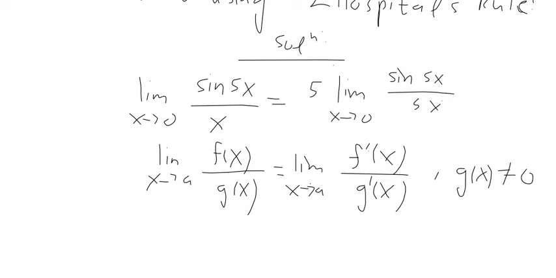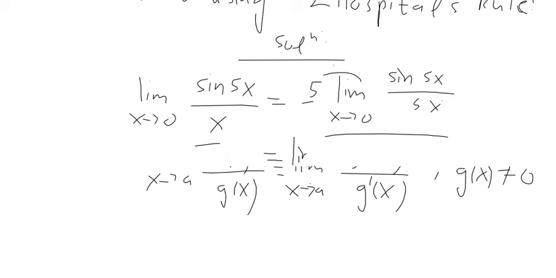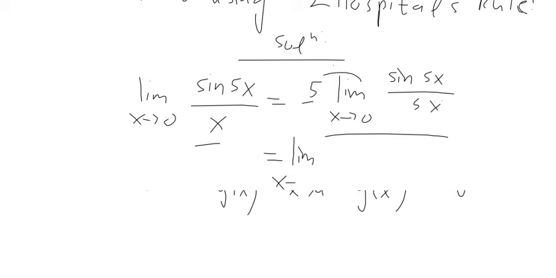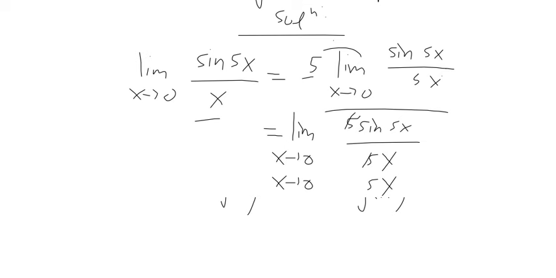Now, why is this the same expression as this? Well, if we look at this carefully, the 5 is a constant in the limit. I can bring it in. This is equivalent to saying the limit as x goes to 0 of 5 sine 5x all over 5x. And then this would cancel, and you're left with sine 5x over x. That's why it's the same thing.